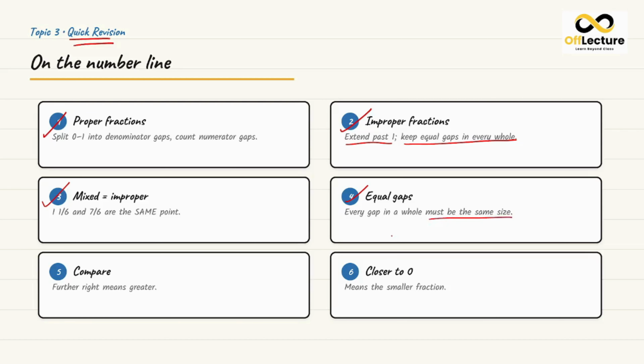That is, we have to create equal parts, and only then will the concept of fractions work. We can compare two fractions if they are like fractions. Later on we will see how to compare unlike fractions also. And if any fraction is closer to 0, it means that it is a smaller fraction.